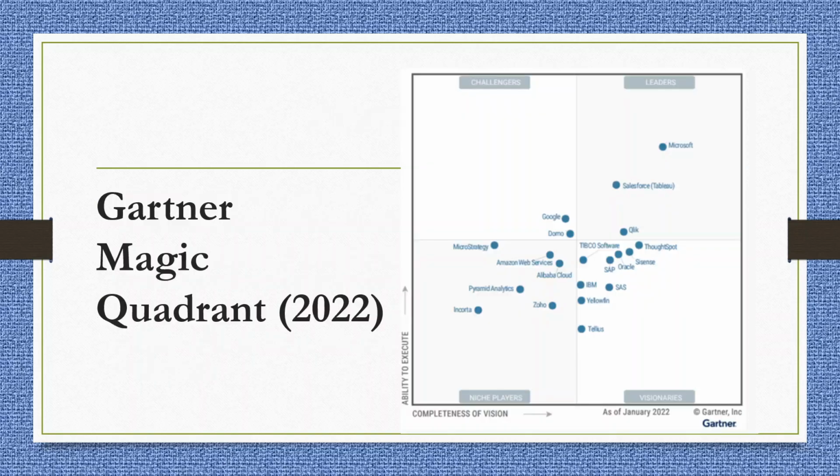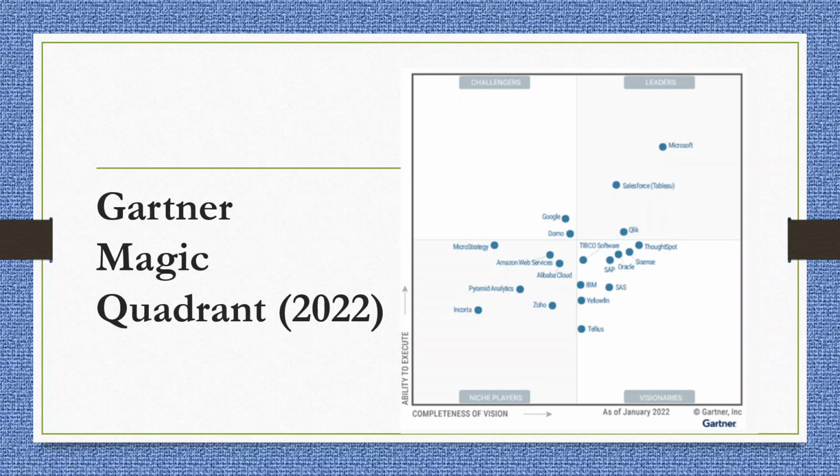Every year, Gartner Magic Quadrant is published. As per the reports of 2022, you can see the Tableau is in the leaders quadrant. Four quadrants are there: leaders, challengers, niche players, and visionaries. So in the first quadrant, you can see Tableau is there. The immediate competitor is Microsoft and Qlik.